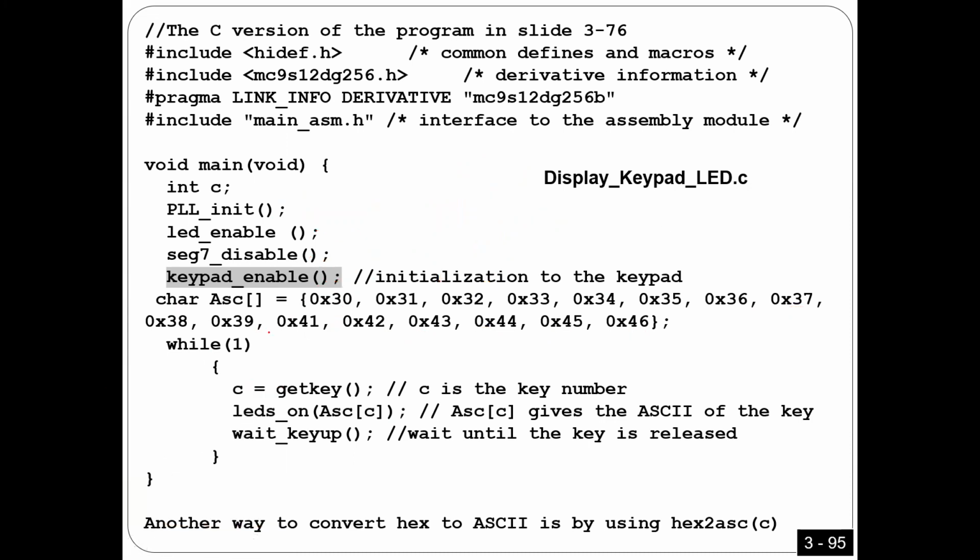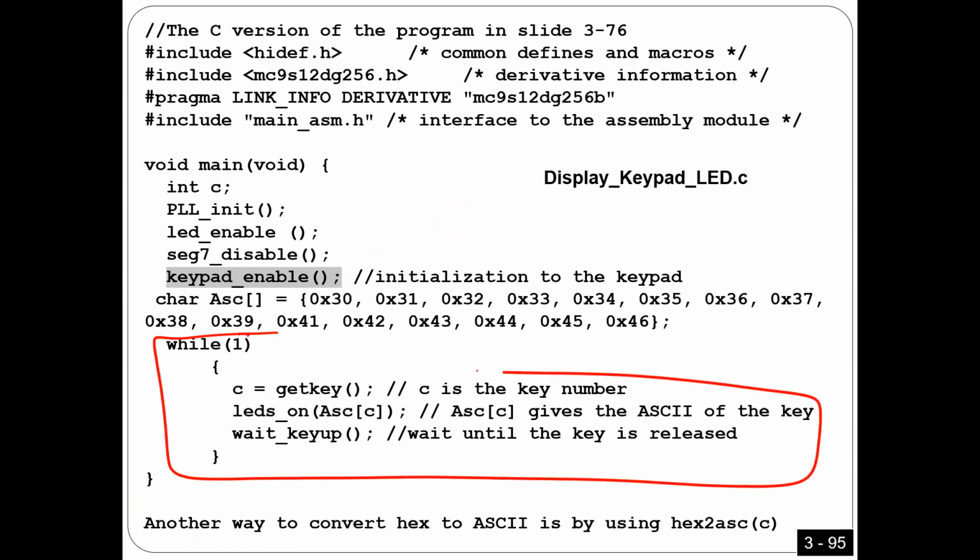Anyway, let's see how the program works here, guys. This is an infinite loop, so all the time we are here is just the infinite loop. Number one, I'm going to call get key. When you call get key, it's going to wait until you press a key or a button, and then get key should return a number, as I told you, from 0 to 15. This number is going to be stored in C, which is just an integer. Now I want to display the ASCII of this number on the LEDs.